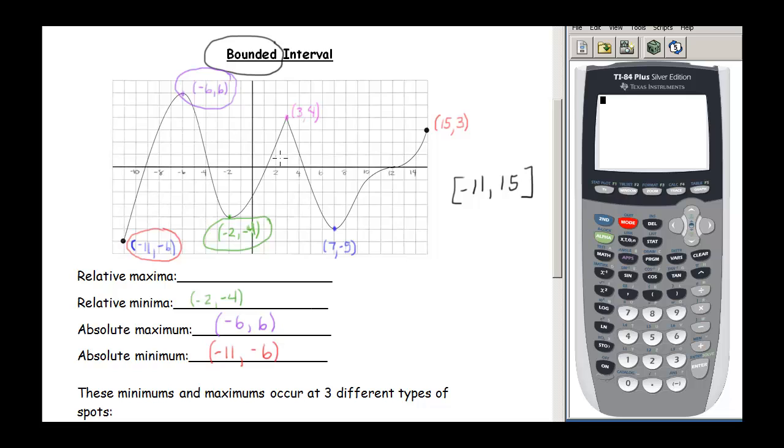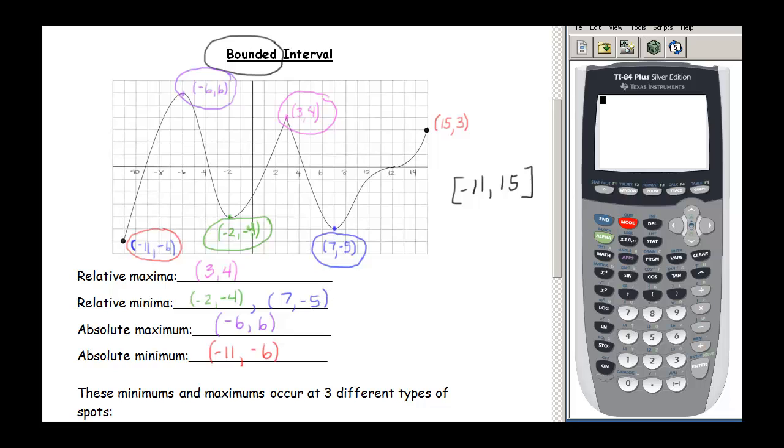Okay, so let's keep moving to the right here. So we have this spot right here. We have 3, 4. This looks like a high spot, and our function does go higher than this, so it's not our absolute high spot, but it is a high spot, so it's a relative max. So we have 3, 4 as a relative max. Continuing to the right, we have this point 7, -5. This is a low spot, but again we have a lower y value, so it's not our absolute minimum, but it is a minimum, so we're going to add this to our relative min list.